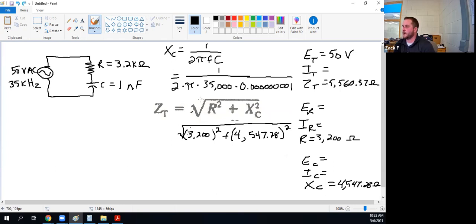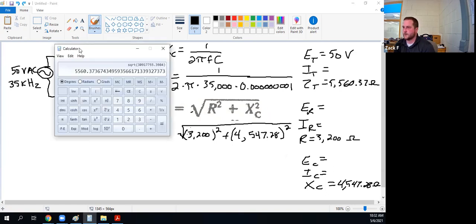How did I get what? Which part? How did I punch in the calculator? Yeah, this is on the computer calculator, but I don't have one of yours in front of me. But if I do 3,200 squared plus 4,547.28 squared equals, and then hit the square root button, I get 5560.73.